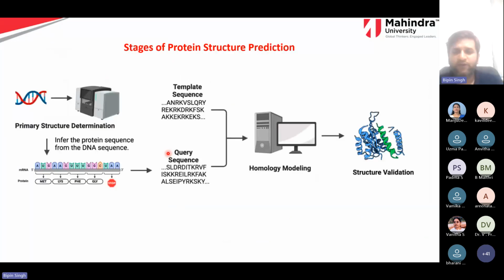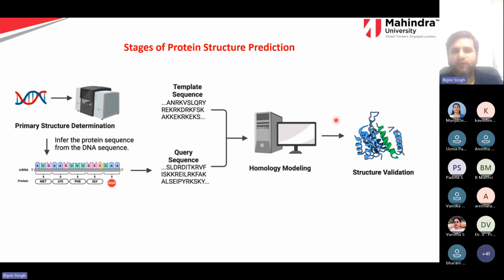So, stages of protein prediction. This is the story from 10 years back. People used to predict the structure by looking at the homology. How it works is that I have a protein sequence, I will find out which protein sequence it is similar to, and I'll give that information to the computer. The computer can predict the structure for me.